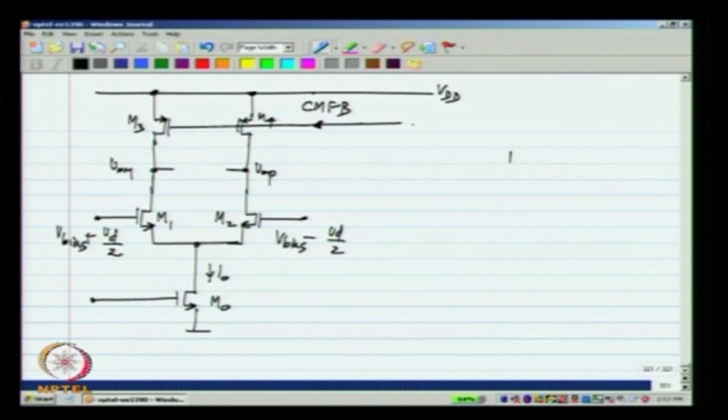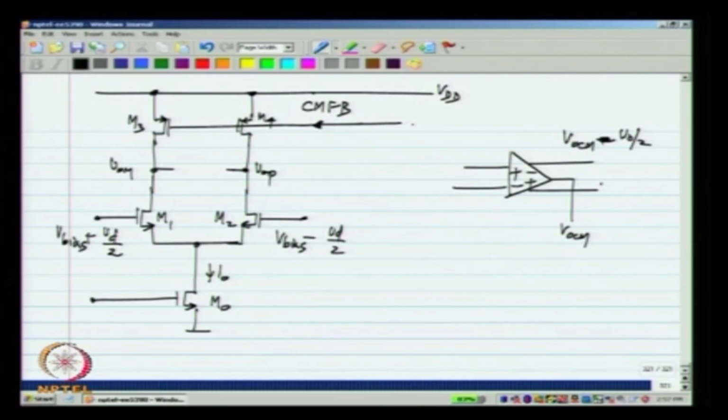Like I said, we need an op amp, and the op amp's output must be able to vary. It is not that the op amp's output voltage must be fixed, then the op amp is completely useless. What we want is that the average of the two output voltages be equal to some constant VOCM. These two voltages have an average or a common mode value equals VOCM.